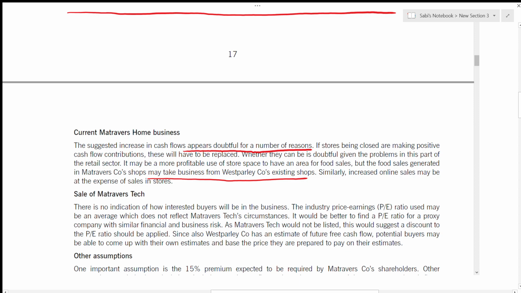Similarly, increased online sales may be at the expense of sales in stores. Yes, it's true that online sales are increasing, but what are you giving up for it? What are you losing? You are losing the sales in stores because you're selling off stores.